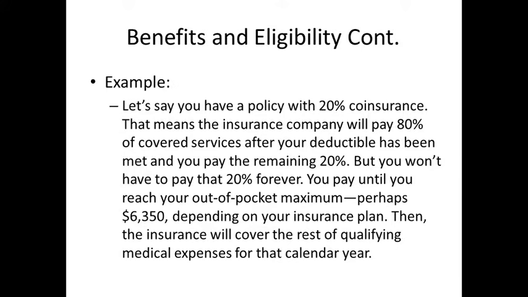So here I put an example just to explain a little bit better. Let's say you have a policy with 20% coinsurance. That means the insurance company is going to pay 80% of covered services after your deductible has been met. So once you meet your deductible, you're responsible for 20% of the billed amount and your insurance pays 80%, which is the rest. But you won't have to pay that 20% forever. You pay until you reach your out-of-pocket max. Maybe your out-of-pocket max is $6,000, depending on your insurance plan. Then the insurance will cover the rest of the qualifying medical expenses for that calendar year.